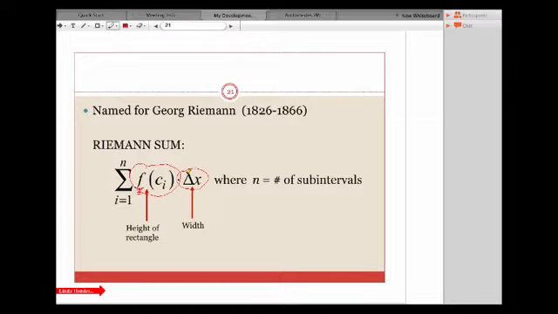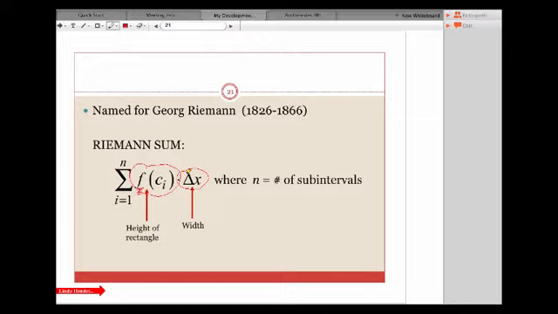And his mathematics actually became the basis for Einstein's theory of relativity. Little side note. Good Jeopardy question, right? So Riemann did a lot of little things in mathematics. Nothing huge. He didn't discover the calculus. But this is one of the big things named for him.